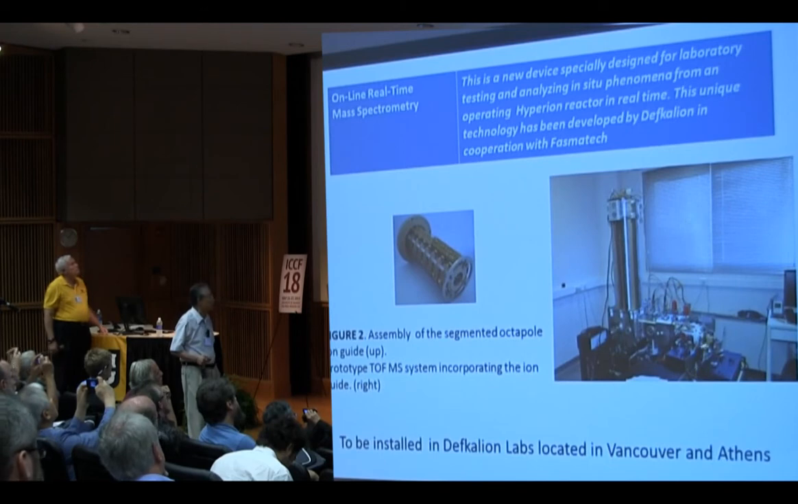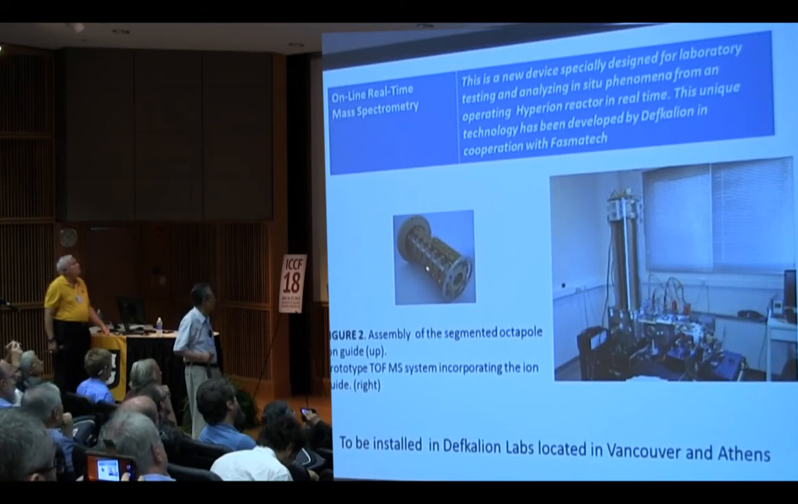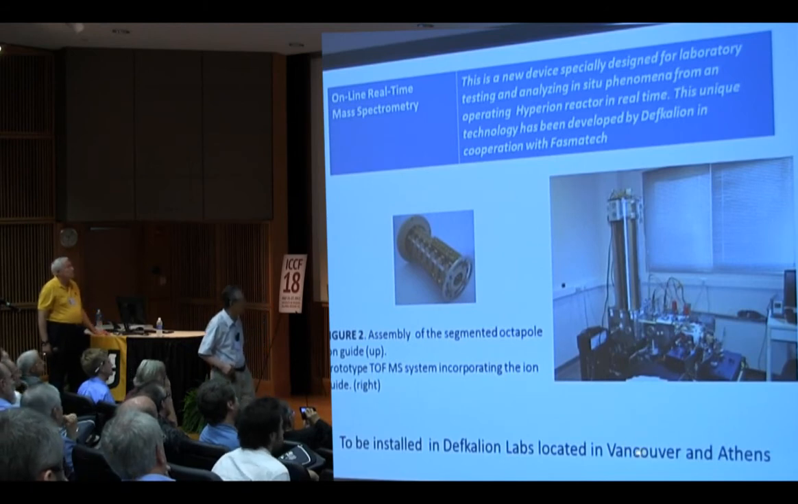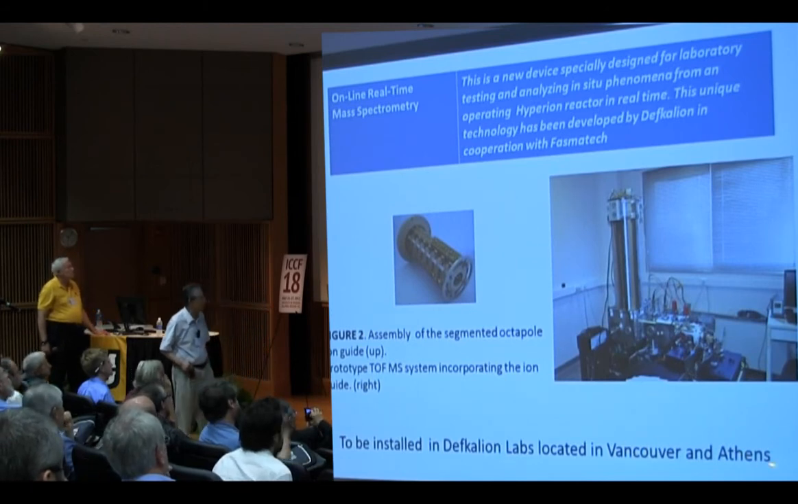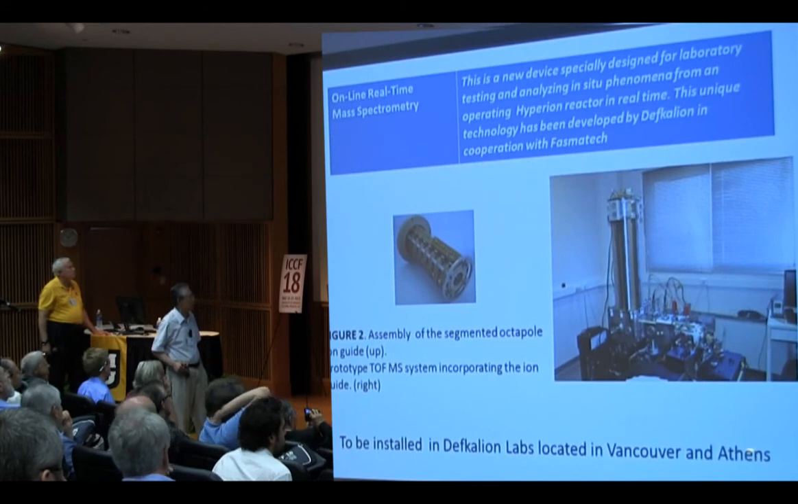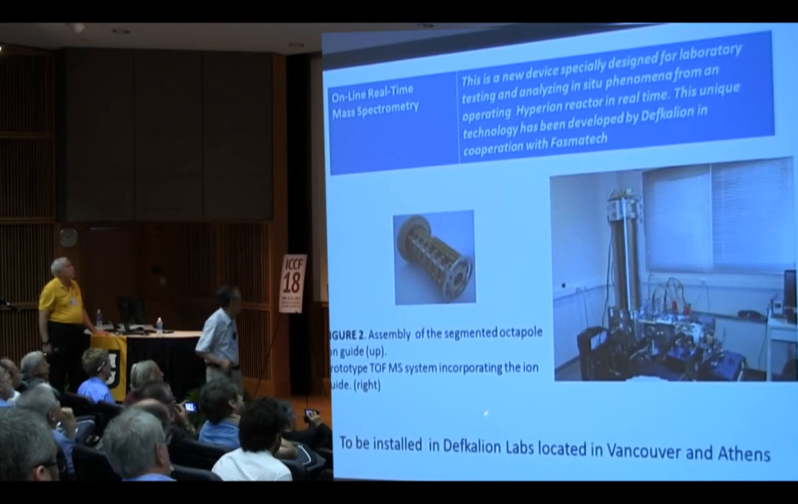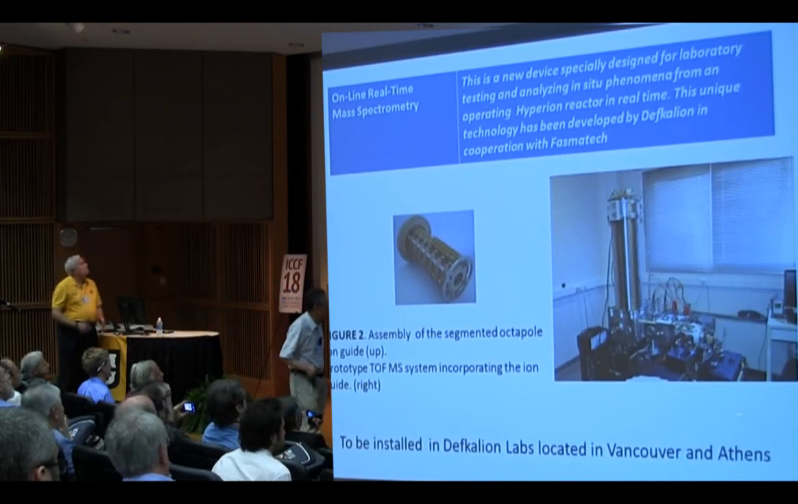It looked like that, almost finalized. And this is the segmented octapole ion light. There are two of them being built. One will go to Vancouver lab, the other one to Athens. They always want to cross-check two identical experiments with identical setup. So that's coming.